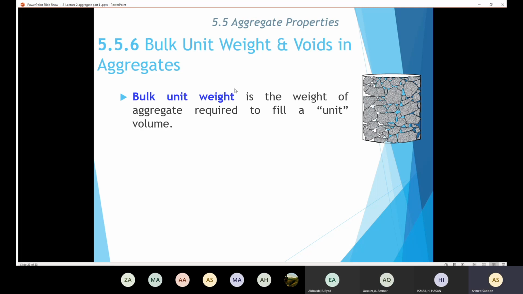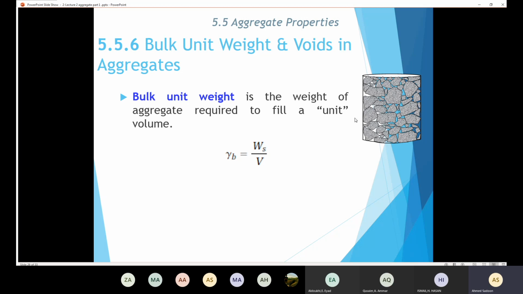So the bulk unit weight is the weight of the aggregate required to fill a unit volume. So assume here I have a unit volume, and I'm going to fill the container with the aggregate. Then I'm going to determine the bulk unit weight. So the bulk unit weight is going to be the weight of the aggregate over the volume of the container.